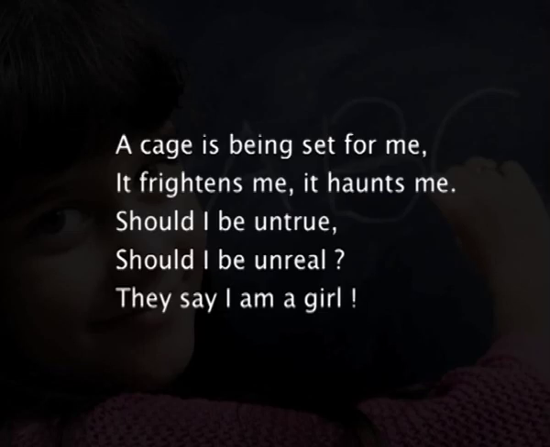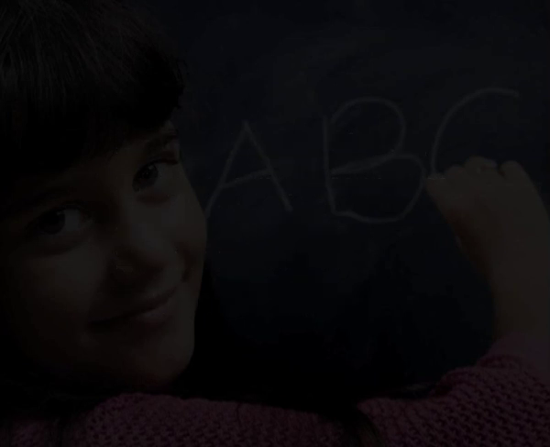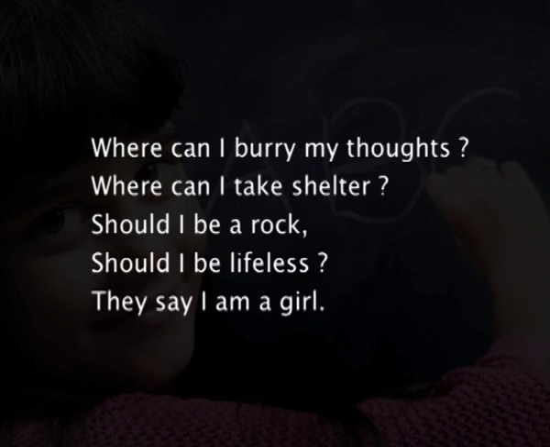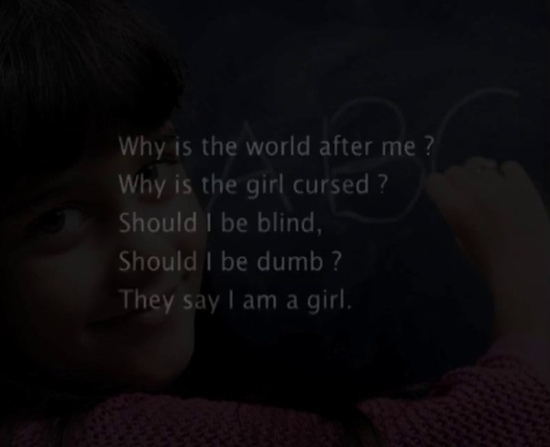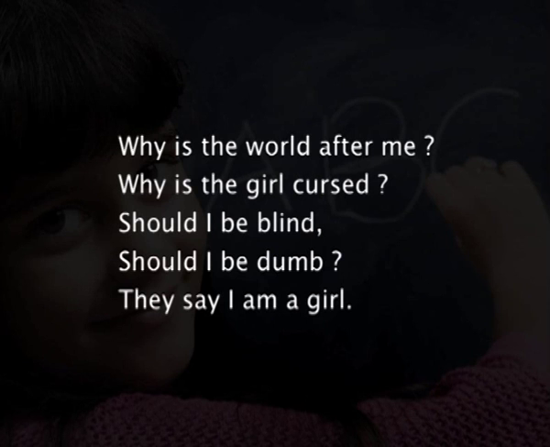A cage is being set for me. It frightens me. It haunts me. Should I be untrue? Should I be unreal? They say I am a girl. Where can I bury my thoughts? Where can I take shelter? Should I be a rock? Should I be lifeless? They say I am a girl. Why is the world after me? Why is the girl cursed? Should I be blind? Should I be dumb? They say I am a girl.